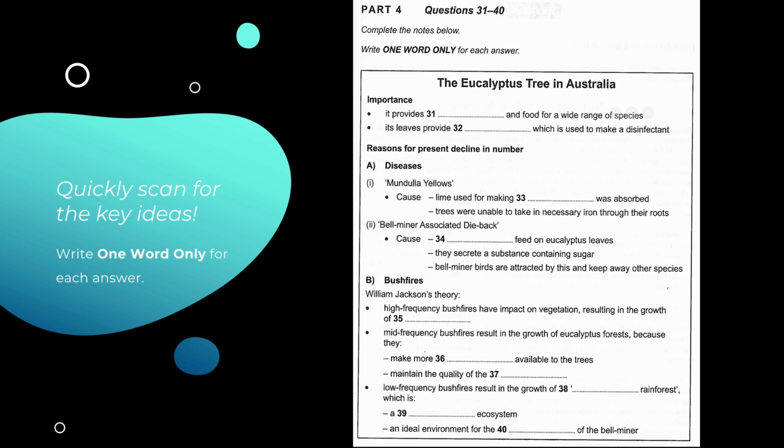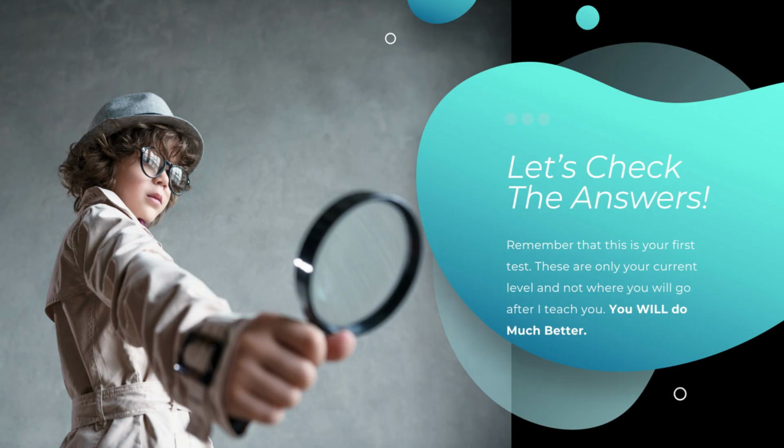That is the end of part 4. All right, let's check the answers. Remember that this is your first test. These are only your current level and not where you will go after I teach you. You will do much better. Unless you're fluent in English, then you probably did amazing. Well, let's keep going here.